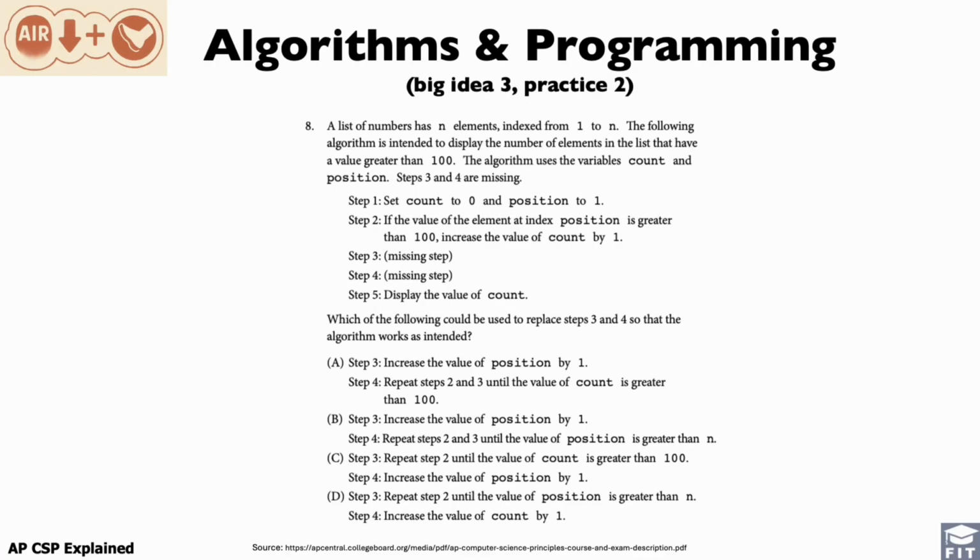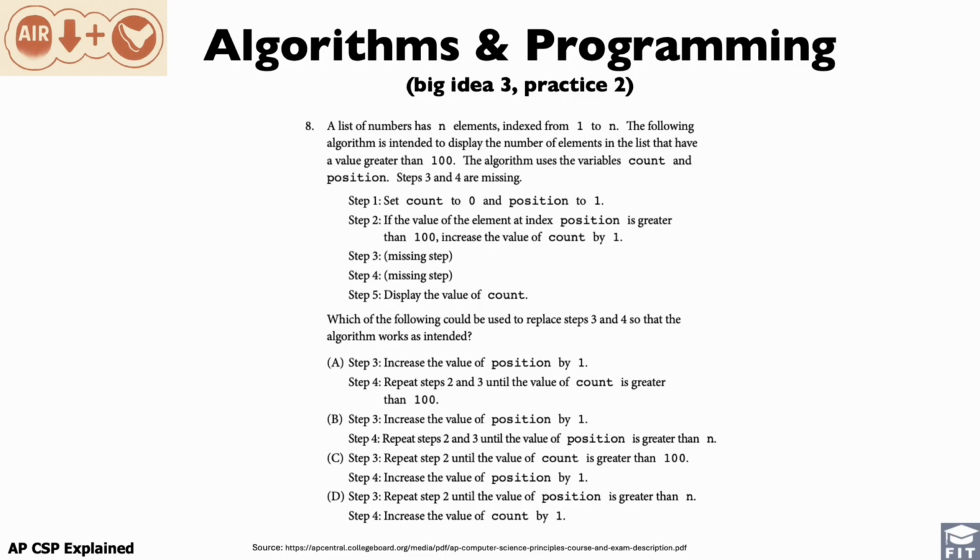Let's break this one down step by step. We're given a list of numbers indexed from 1 to n, and the goal is to count how many values are greater than 100. Steps 1 and 2 are already done. We set up the counter and check if the current item is greater than 100. What's missing are the steps that let us move through the list and repeat the process until we've checked everything.